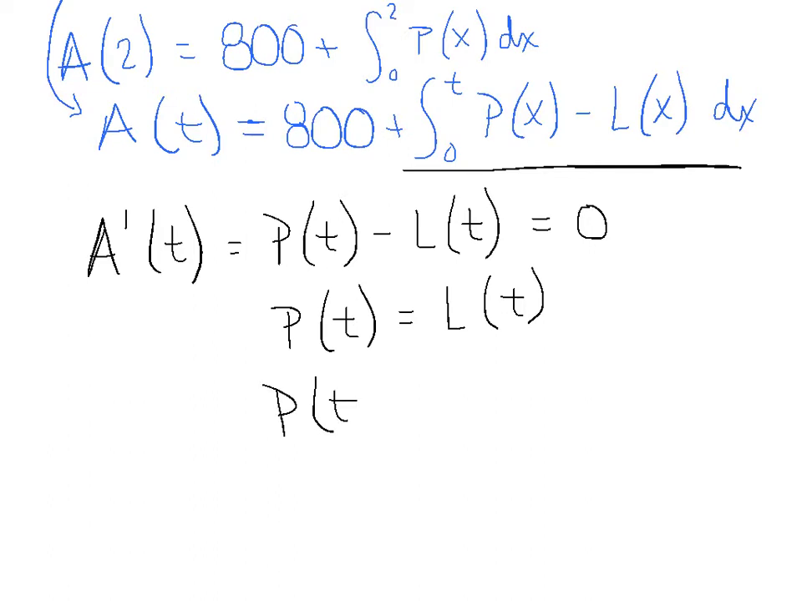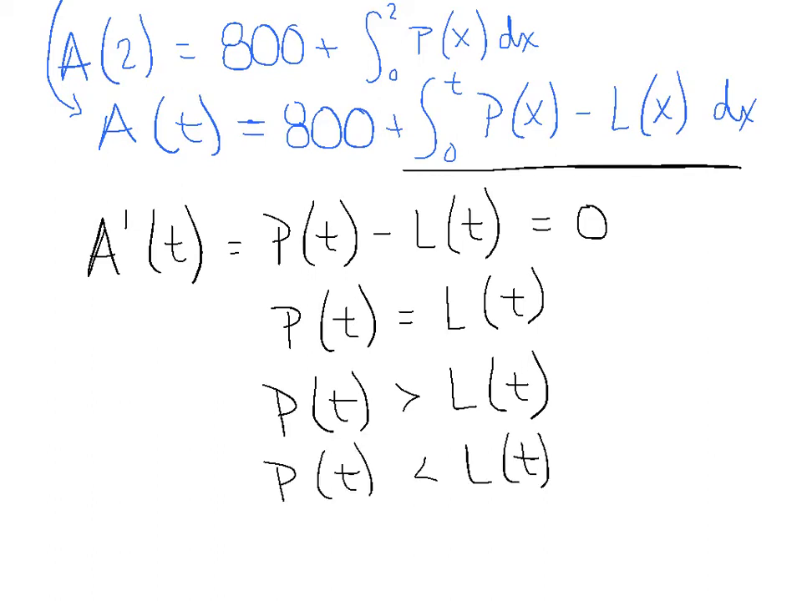Whenever P is greater than L, we would say that the amount of water in the pool is increasing, and whenever P of T is less than L of T, we'd say the amount of the water is decreasing. So there you have it.